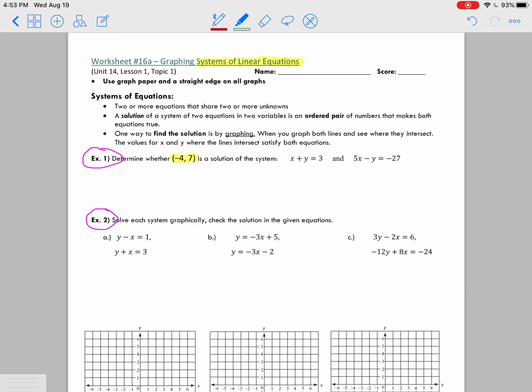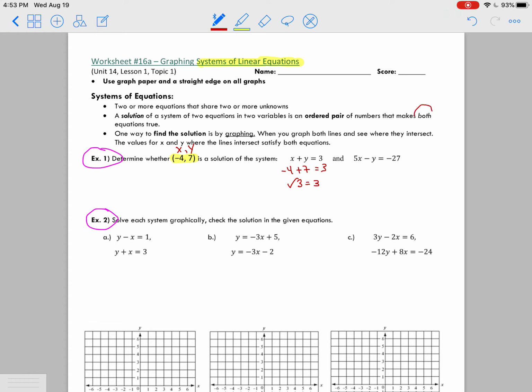Well, we don't have a graph, so we can look at this just in terms of our algebra. So what we're going to do is just plug in these numbers. Of course, the -4 is our x, the 7 is our y. Let's try. So we've got -4 plus 7 equals 3. Well, -4 plus 7 is 3. So this one checks out, right?